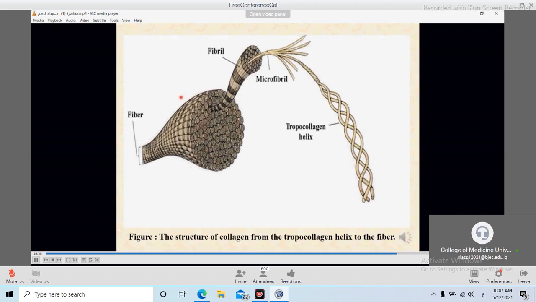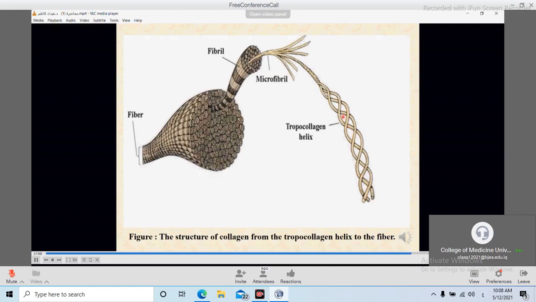This is the structure of the fiber. هذا هو الفايبر collagen fiber الواحد. Each fiber consists of parallel aggregation of thinner fibrils. إذا الفايبر هو عبارة عن مجموعة من fibrils. هذه هي الفبرل which is composed of microfibrils. كل فبرل هو عبارة عن مجموعة من المايكرو fibril. Each microfibril is composed of a smaller unit called tropocollagen.